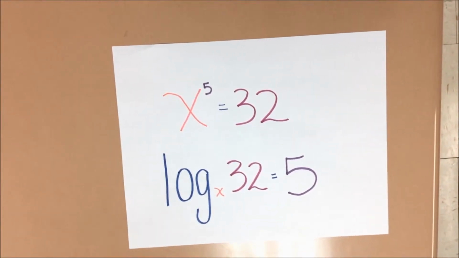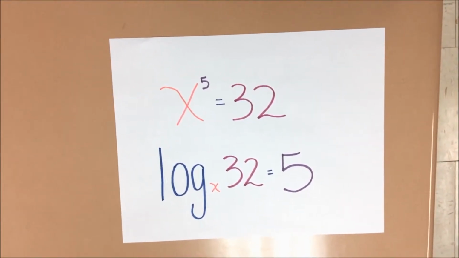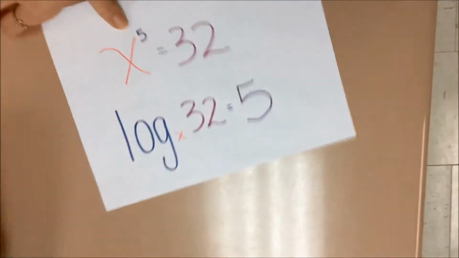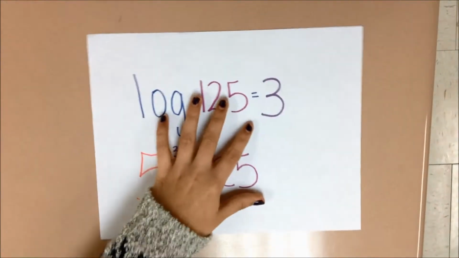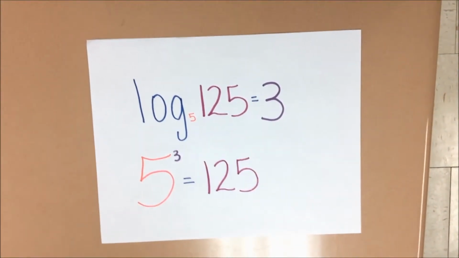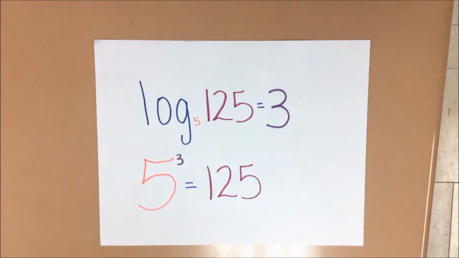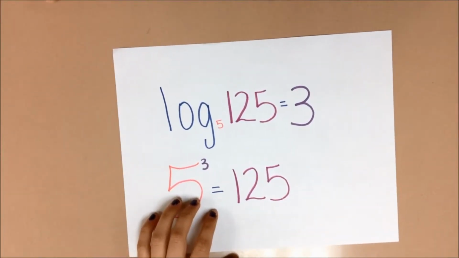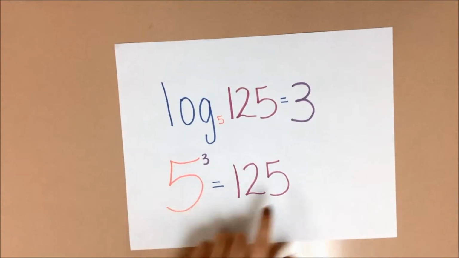To write exponential equations in logarithmic form, you need to rewrite as log x 32 equals 5. To write logarithmic equations in exponential form, you do the opposite. 5 becomes the base, 3 the exponent, and 125 the end value.